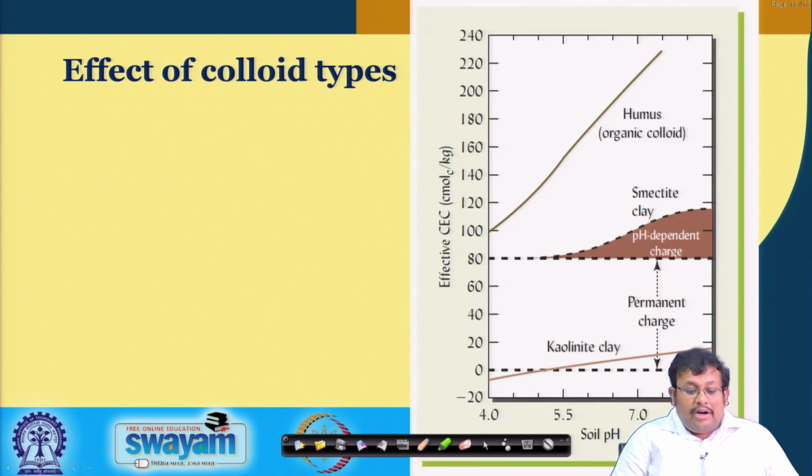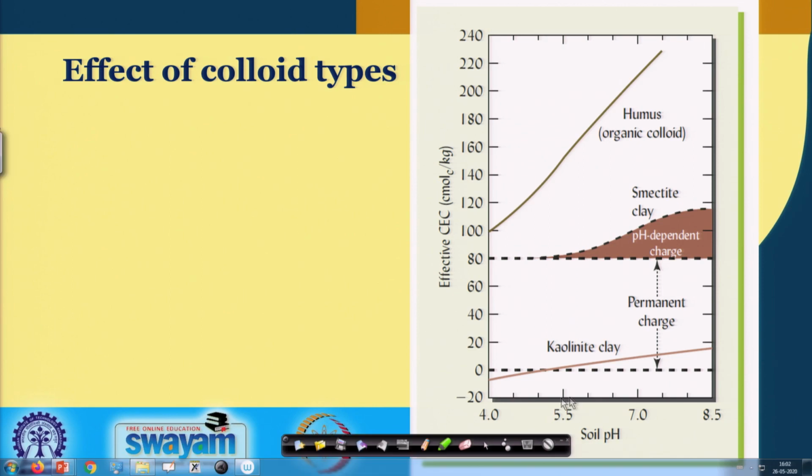Another important point is this graph. Yeah, in this graph you can see on the x axis we are plotting the soil pH, and on the y axis we are basically plotting the effective cation exchange capacity for different types of clay minerals as well as organic matter. So, you can see here it is showing kaolinite, this graph is for kaolinite, this graph is for humus, and this is for smectite type of clay.